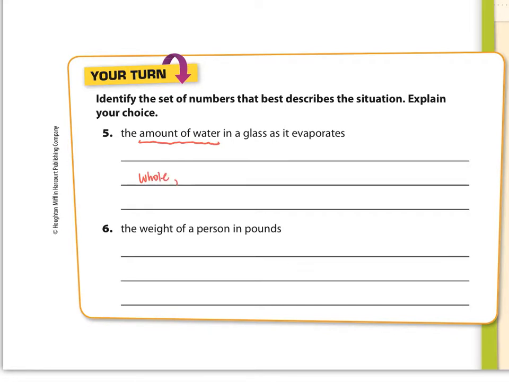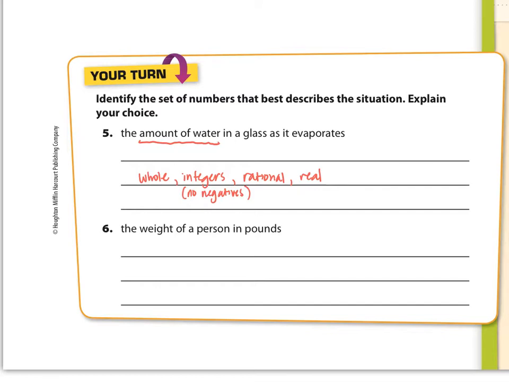But all whole numbers are integers. I'm going to include integers, but no negatives, right? That wouldn't make sense here. And then also rational numbers, which these are all real numbers. So we could use real numbers for these.